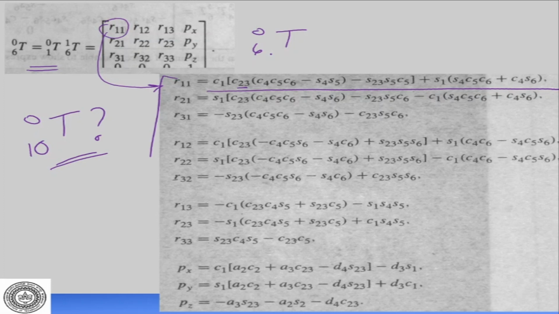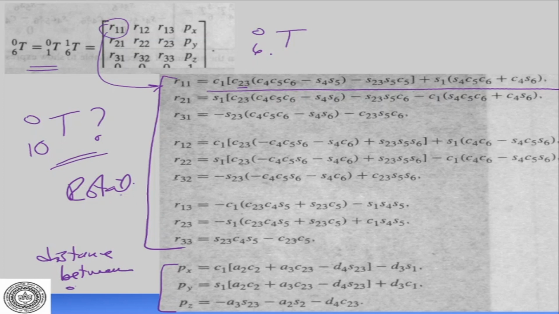So what does this give? This gives us the total rotation. And what is this? This is the distance between the origins. Which origins? 0 to 6. This is the distance in the del x, del y, and del z between the origins of the frame 6 and the frame 0. So this is in the x direction, the y direction, z direction.